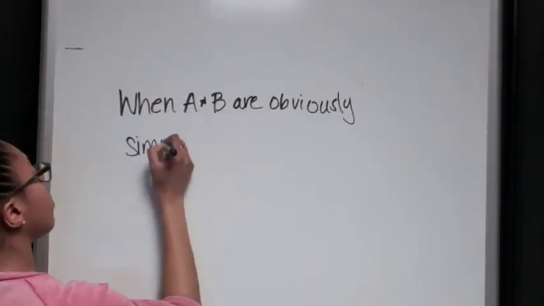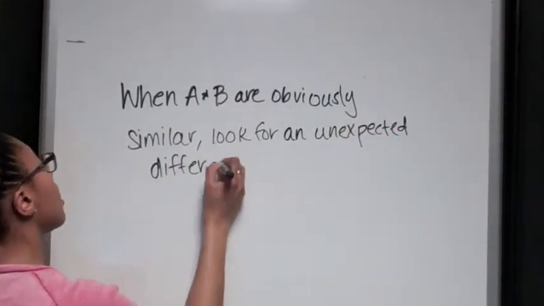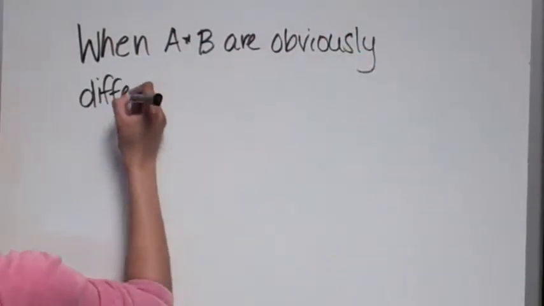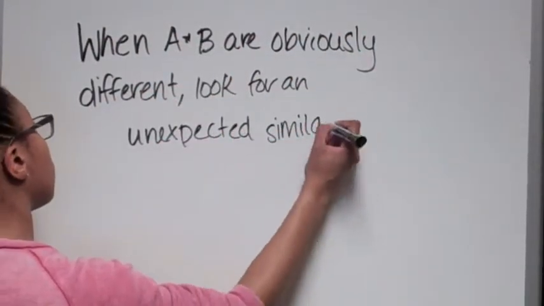One way to help avoid this problem is by using a technique called Finding Difference Within Similarity. When A and B are obviously similar, look for unexpected difference. When A and B are obviously different, look for unexpected similarity.